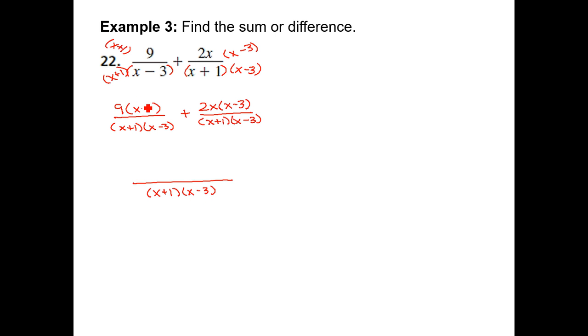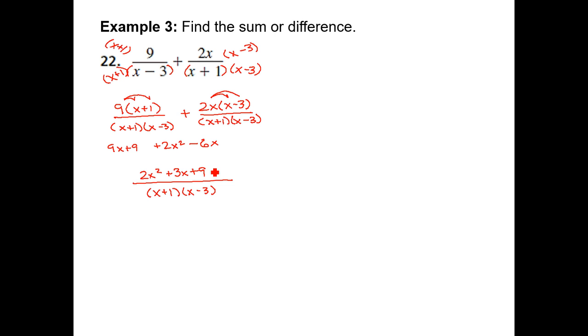And I'm just going to distribute and combine like terms. This will be a little bit of scratch work off to the side. I've got 9x plus 9, and then 2x squared minus 6x. All right, so let's put that all together here. I've got 2x squared plus 3x plus 9.